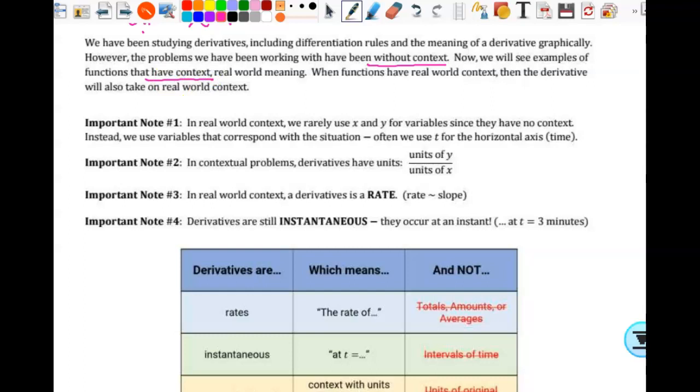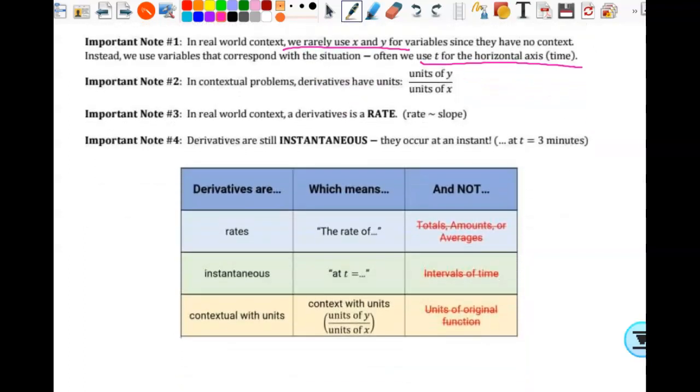Now we will see examples of functions that have context, meaning they're actual application problems. When functions have real-world context, then the derivative will also take on real-world context, right? It'll make more sense what the derivative actually means. Okay, so a couple of important notes here. Number one, in real-world context, we rarely use x and y for variables because those are just our generic ones, right? Instead, we use variables that correspond with the situation. We often use t for the horizontal axis because a lot of times it's time. So it makes the most sense, okay?